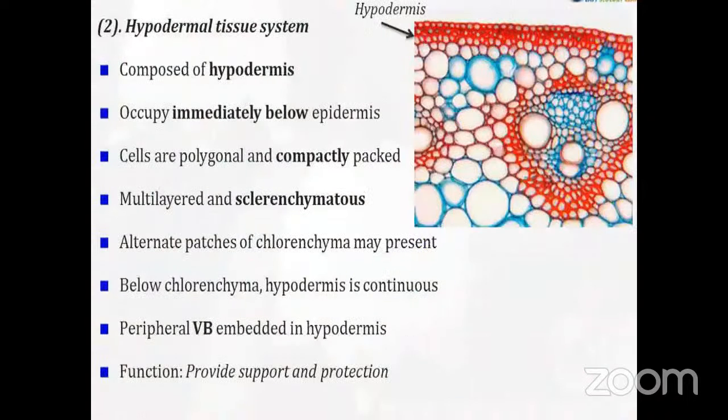Then coming to the hypodermal tissue system, it is composed of hypodermis, occupying immediately below the epidermis. Next to the epidermis, we find hypodermis. Cells are polygonal and compactly packed. Polygonal means having many sides. And multi-layered and sclerenchymatous. Multi-layered means many layered. Then alternate patches of chlorenchyma may be present. Then below the chlorenchyma, hypodermis is continuous. Then peripheral vascular bundles are embedded in hypodermis, and it provides support and protection also.